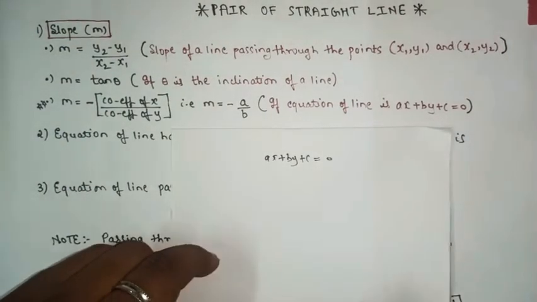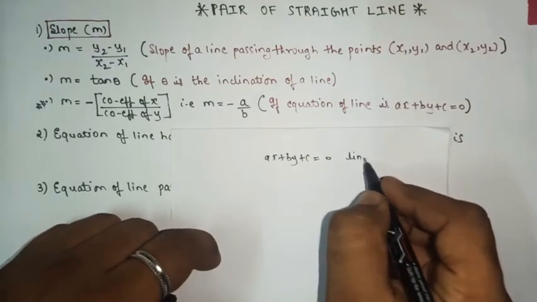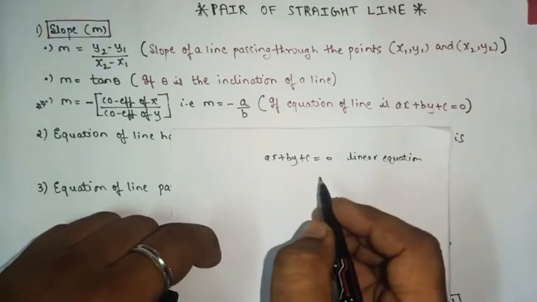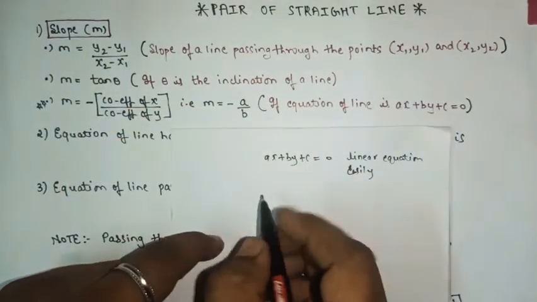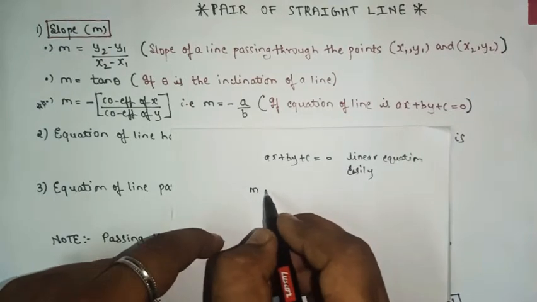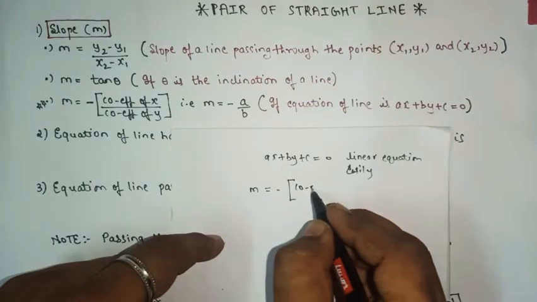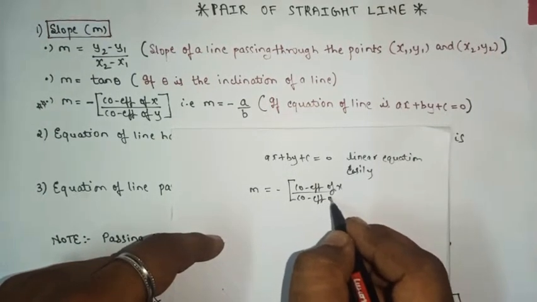Now keep this in your mind. Whenever we have a linear equation, we can easily find the slope. Here we have one formula to find the slope. So what is the formula? It is m equal to minus coefficient of x upon coefficient of y.